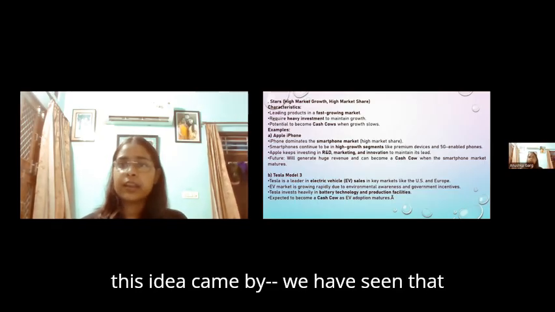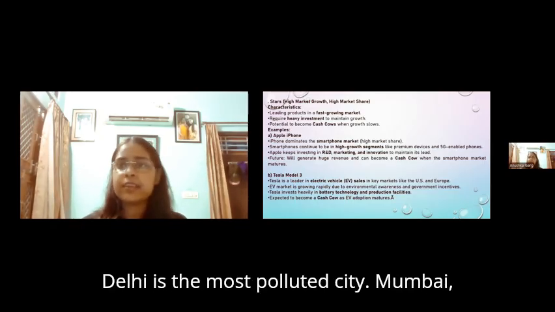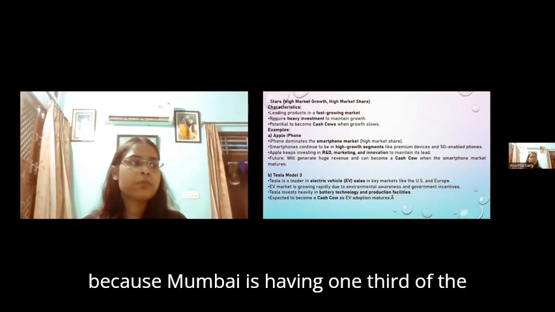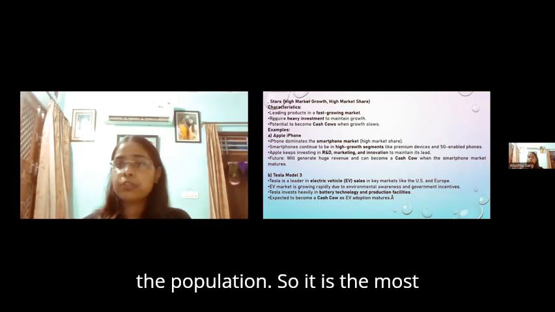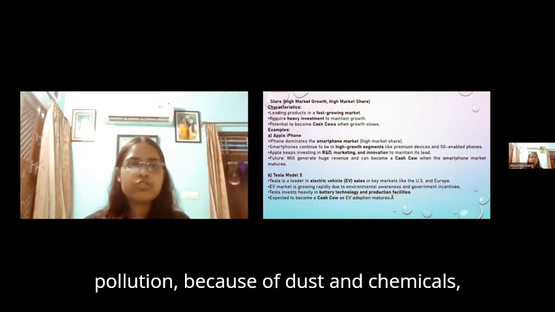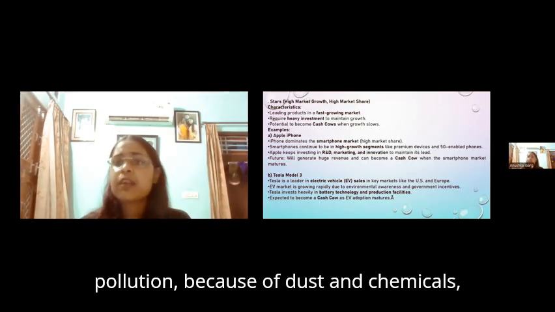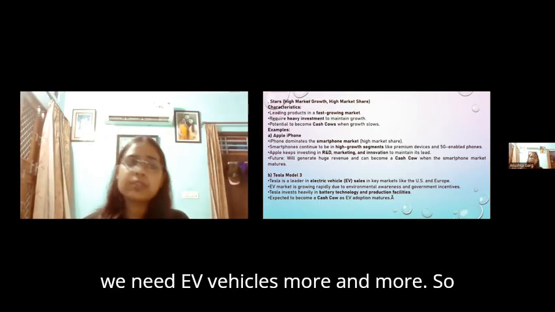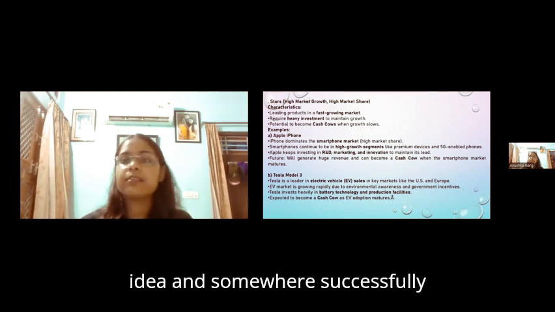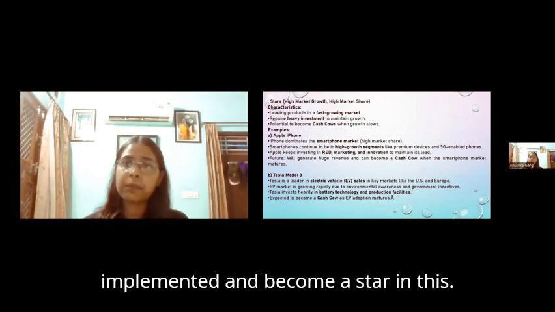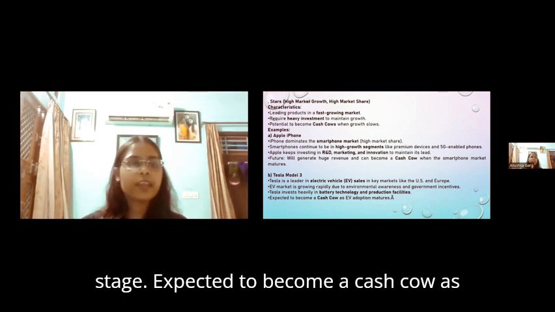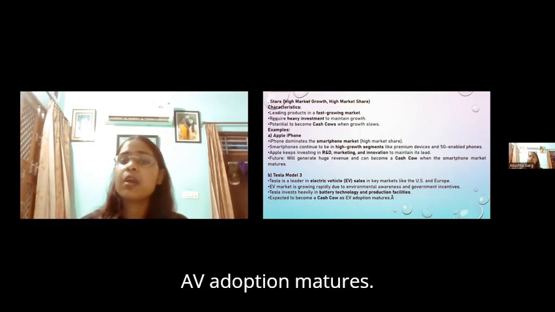Just for example, this idea came because we have seen that Delhi is the most polluted city. Mumbai is having one-third of the population, so it is covering one-third of the population. So it is the most polluted city, right? Because of the pollution, because of the dust and chemicals, we need EV vehicles more and more. So Tesla came with this idea, successfully implemented it, and became a star in this stage. It is expected to become a cash cow as EV adoption matures.